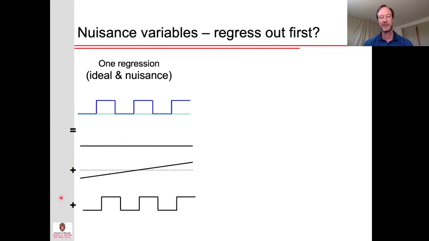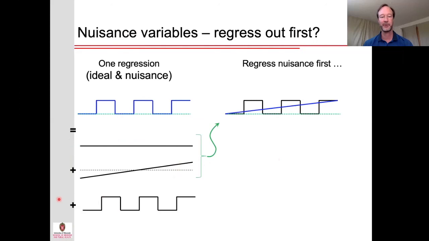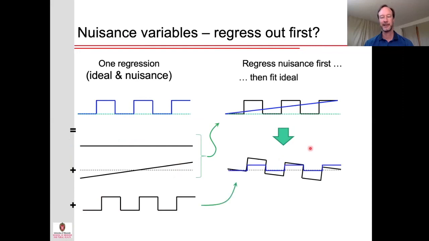If instead we take these nuisance regressors, constant and linear trend, and regress them from the data first, and then we look at the ideal response and try to fit that to the data, it ends up not fitting very well. The correct thing to do in this case would be to also remove the nuisance parameters from the regressor of interest, and then you would get a good fit.